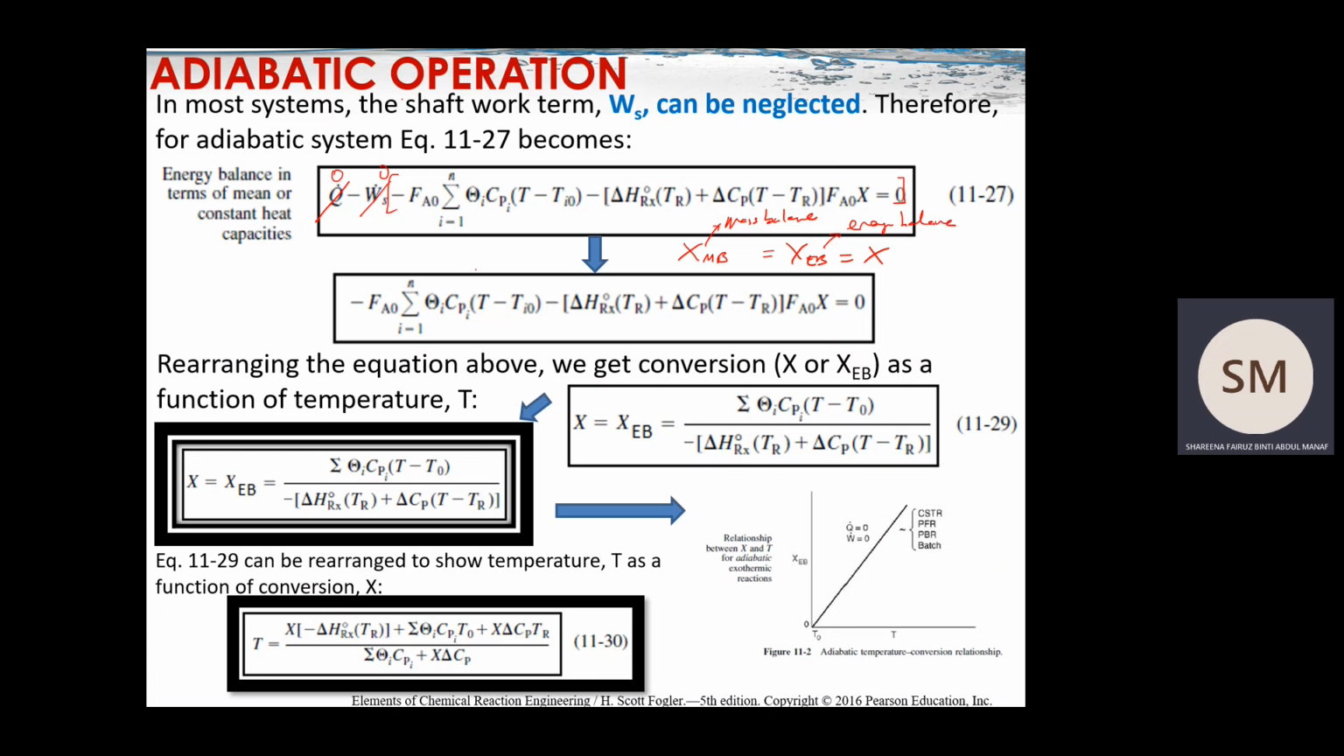So you have a set of equations. You just rearrange it in terms of X. So how do you get X_EB is you need to rearrange the equations from this one. You see you have this term X here. Just put it on the right side here, then you will be able to get this equation. So the relationship between X and T for an adiabatic exothermic reaction is given by the straight line here. This is applicable for all of the reactors whereby Q is equal to 0.